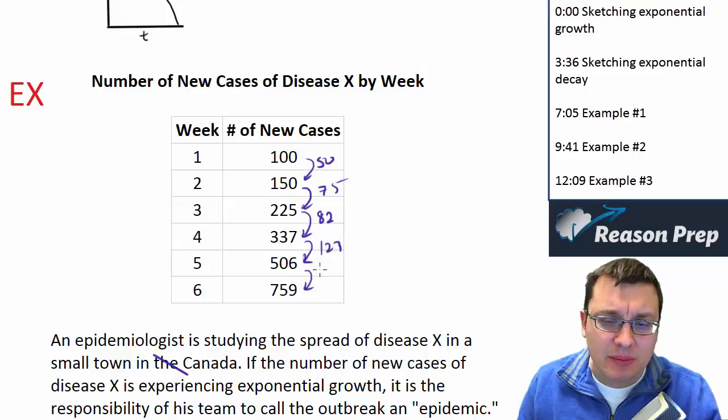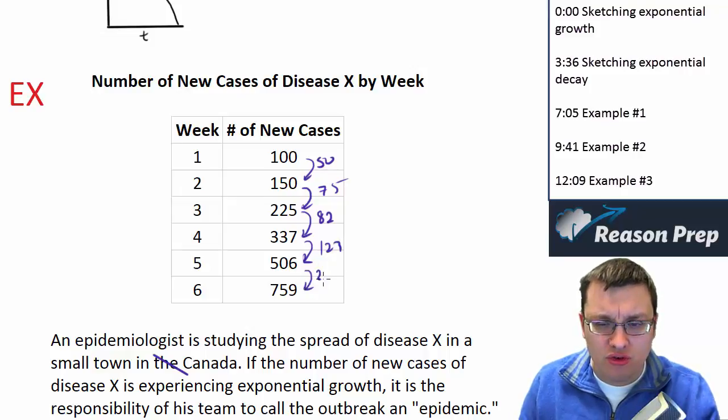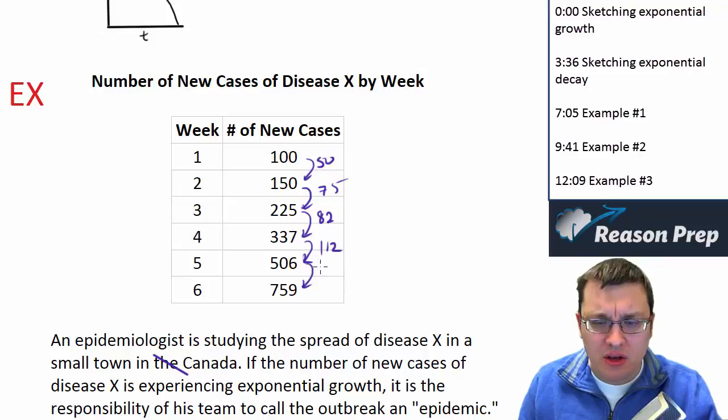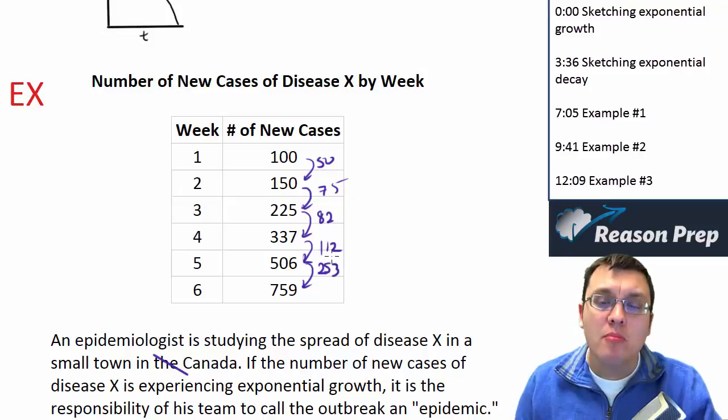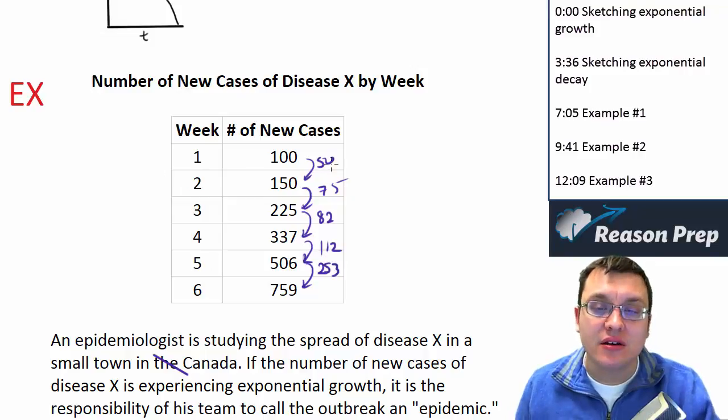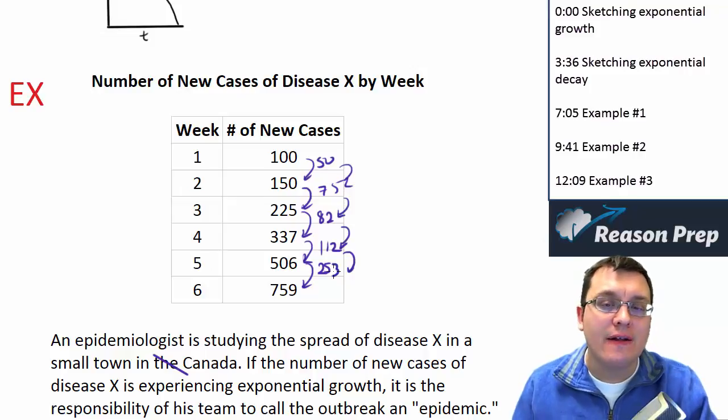Next week, it's increasing by 112. This would be, looks like 253. Point is, this thing is increasing at an exponential rate. It's increasing at a rate that's increasing, right? This is not a constant change.